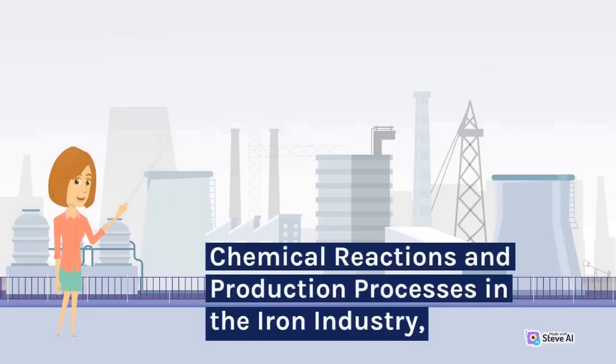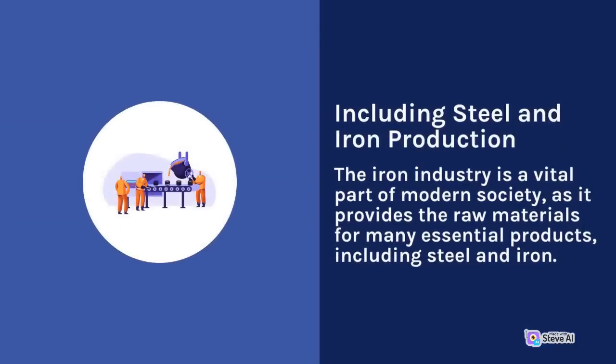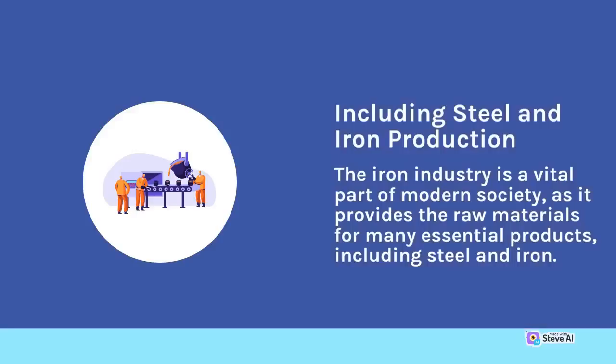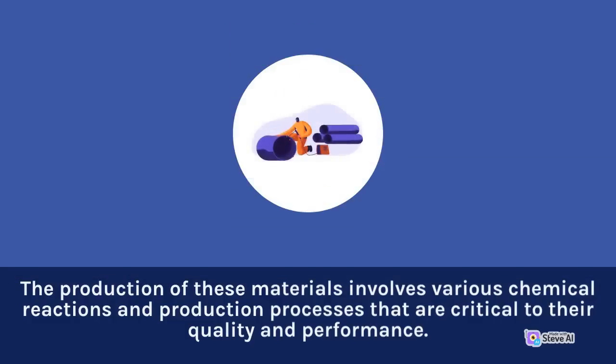Chemical reactions and production processes in the iron industry, including steel and iron production. The iron industry is a vital part of modern society, as it provides the raw materials for many essential products, including steel and iron. The production of these materials involves various chemical reactions and production processes that are critical to their quality and performance.